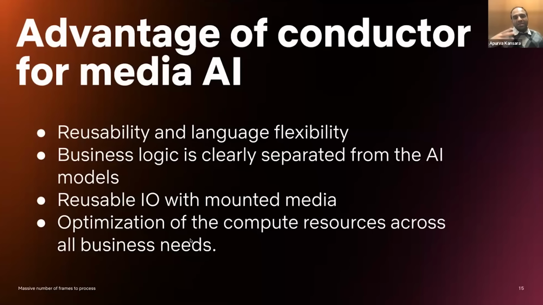The business logic is separate from the AI models, so the AI models don't necessarily encapsulate some of the business decisions we are making, and they continue to stay separated. As I mentioned, a large portion of the work is mounting the media and reuse of IO, and we can optimize that at a Netflix level with the Conductor pipelines built around it. And as I mentioned, the compute resources are the biggest advantage: we can manage those resources at the Netflix level and reallocate based on the business needs for different types of models, because there are competing models trying to use the same compute resources, and that helps with that.